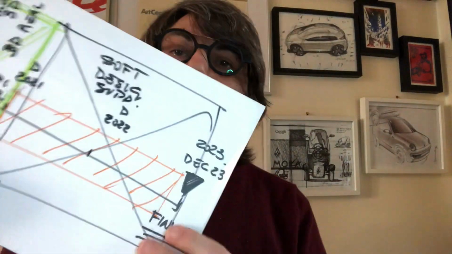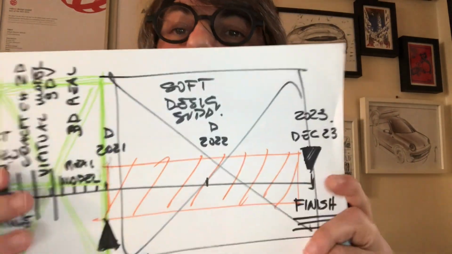And let me write it here, okay? It's this part here. This is the soft design support. This one here. What does it mean?